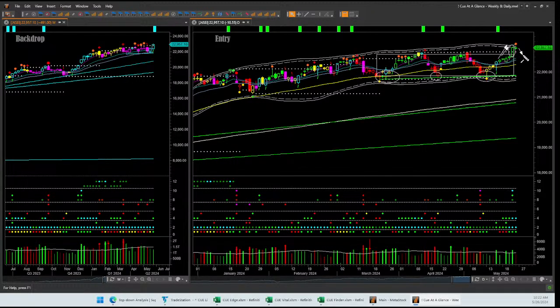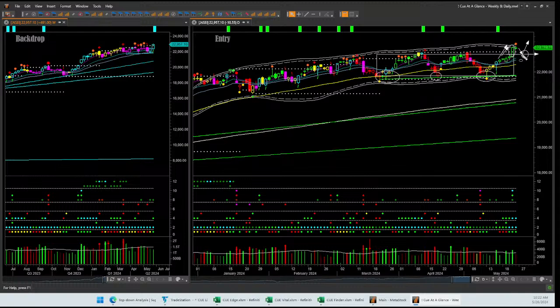one could now look for a pullback, and for the upper edge that was resistance earlier, that may turn into support, for that support to hold and for price to go up again. That will give a low risk buy point.